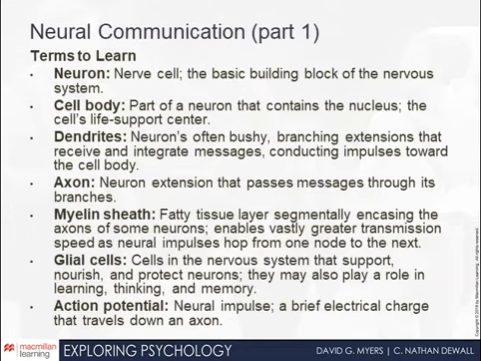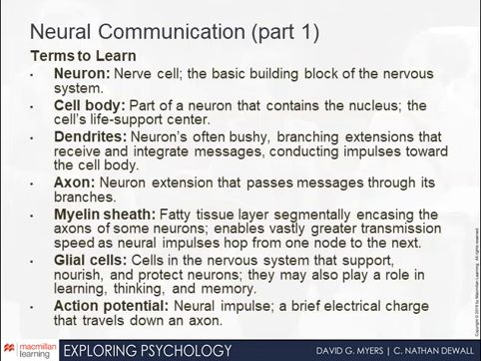Here are some terms that we want to cover for neural communication. Neuron, a nerve cell, the basic building block of the nervous system. Cell body, part of the neuron that contains the nucleus, the cell's life support center. Dendrites, a neuron's often bushy, tree-like, branching extensions that receive and integrate messages, conducting impulses toward the cell body. Axon, a neuron extension that passes messages through its branches.